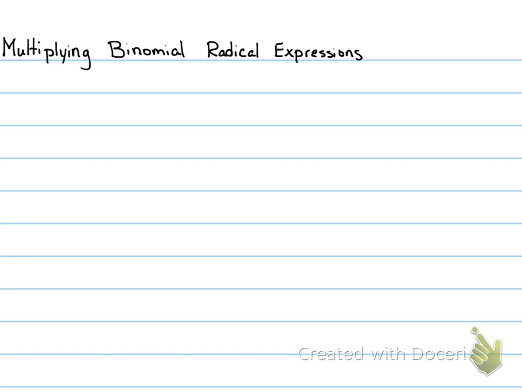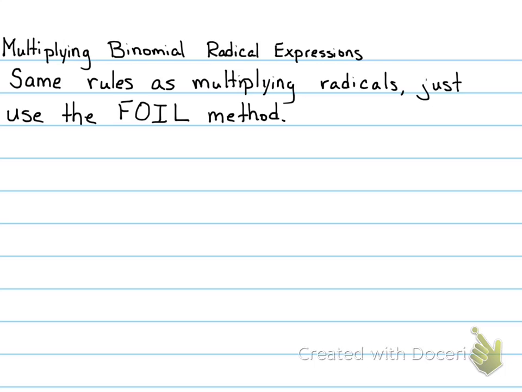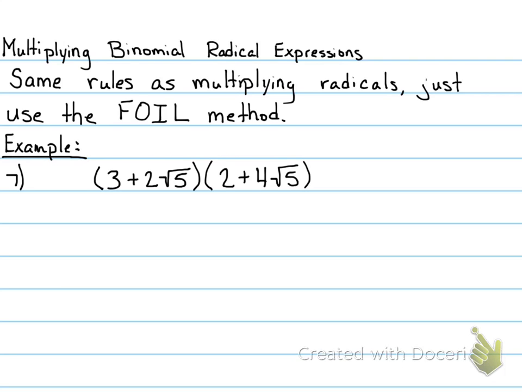Next, we need to talk about multiplying binomial radical expressions. Same rules as multiplying radicals, just use the FOIL method. So for example, if I had 3 plus 2 square roots of 5 in one quantity times the quantity of 2 plus 4 square roots of 5, what I must do is still use the FOIL method. So F in FOIL stands for the first terms. So that's going to be a 3 times the 2. 3 times 2 is 6.